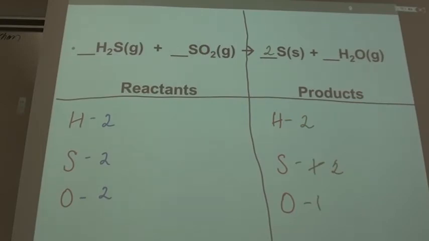Should I try again for the oxygens? Yes. Okay. I'll put a 2 here. Oh. And now I have 2 oxygens, but what else do I have? 4 hydrogens. I have 4 hydrogens. Youch. Okay, well I can fix that really quick. How?